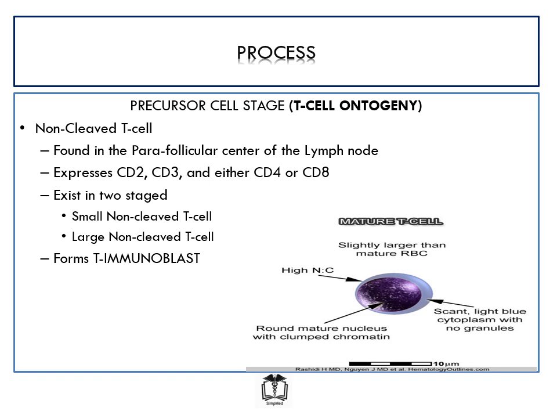These T cells are found within the parafollicular center of the lymph nodes. Just like the cleaved cells of the B cell lineage, they express CD2, CD3, and either CD4 or CD8, just like the virgin T cells, and they always tend to be found in two stages. The first stage usually is a small non-cleaved T cell, and then that further matures to form a large non-cleaved T cell. Then eventually the non-cleaved T cells would mature further to form the T immunoblast.